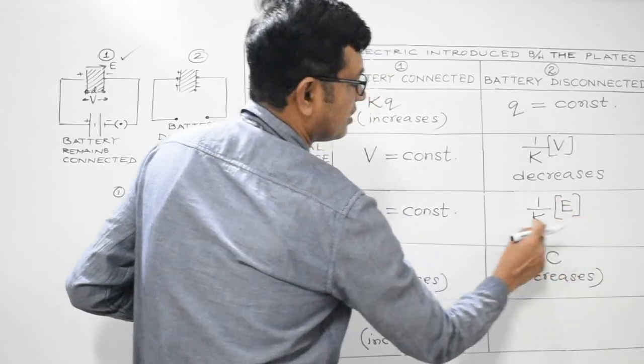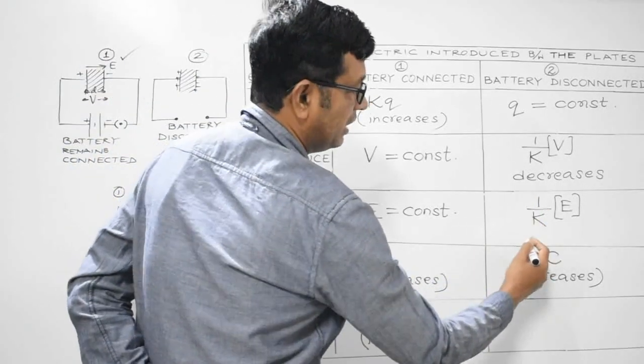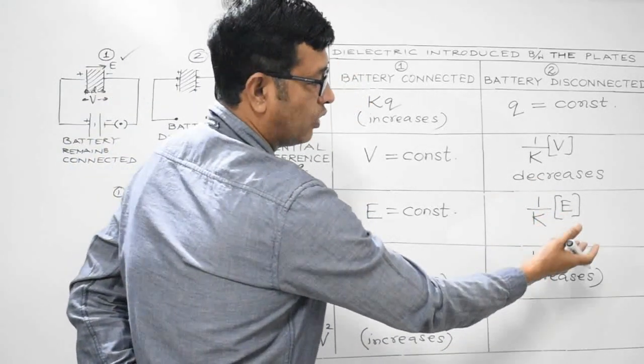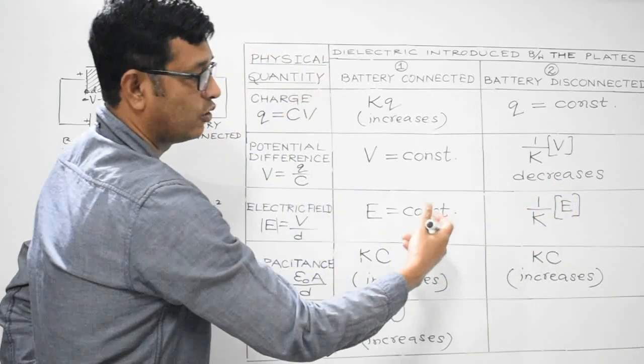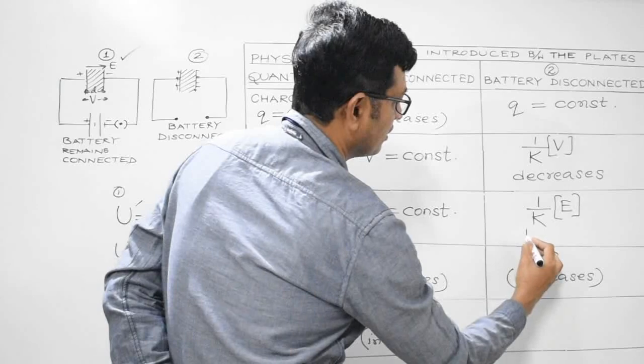K, as I have stated, is the dielectric constant of the dielectric slab. So 1 by K means the value of K is greater than 1. So E by K would be less than E. E is the original electric field, so it decreases.